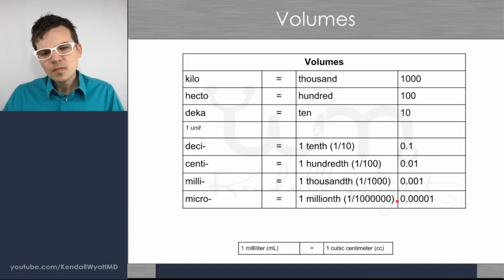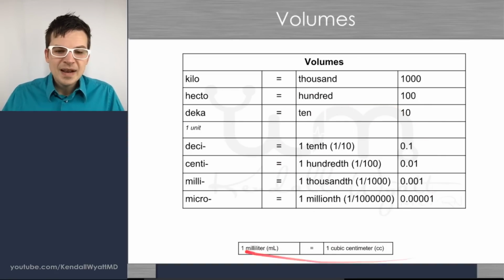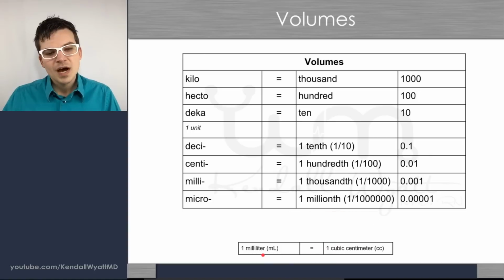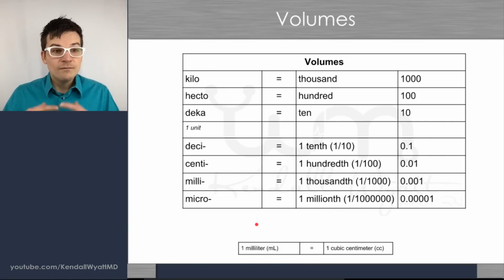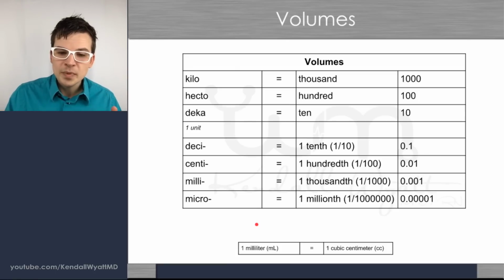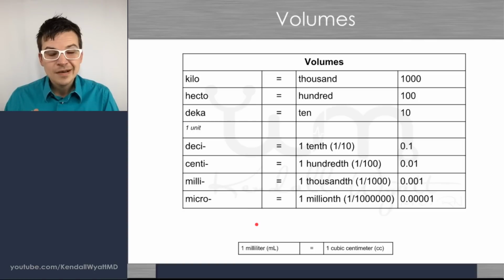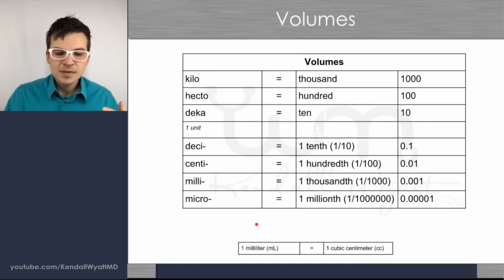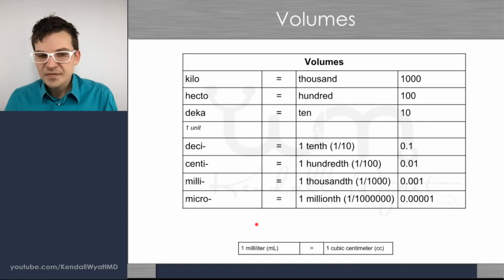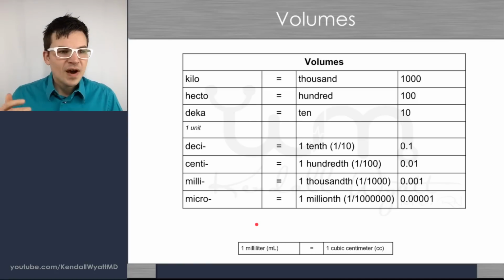0.000001. Now, another important thing to remember that I put on here, and I see this confused a lot, is that 1 milliliter of volume is equal to 1 cubic centimeter, or a cc. So 1 mL equals 1 cc. So if you need to give 50 cc's of something, that's 50 mLs. You need to give 25 cc's of something, that's 25 mLs.